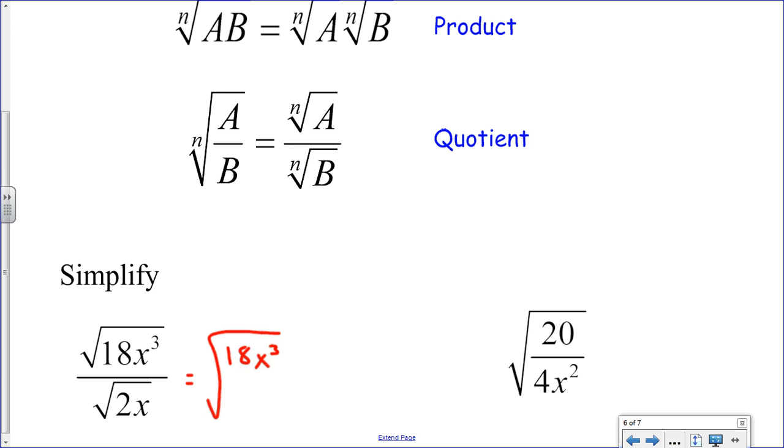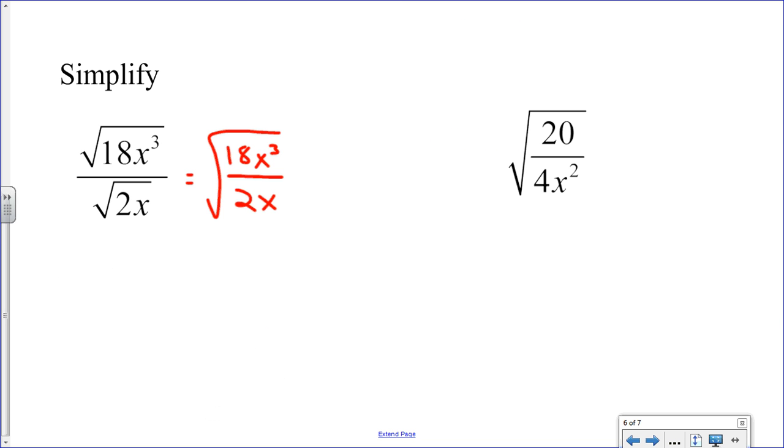So since it's square root over square root, I can do the square root of the whole thing. And 18 divided by 2 is 9. And then what about x cubed over x? That's x squared. Good. Remember, if it's a common base, you subtract your exponents. And now, this is pretty easy. The square root of 9x squared is 3x. Good.